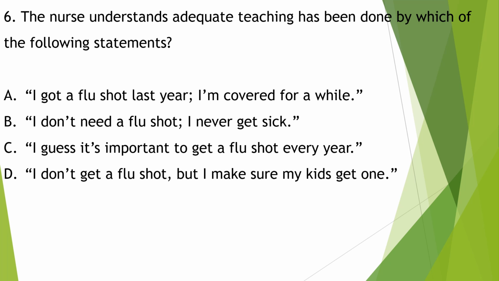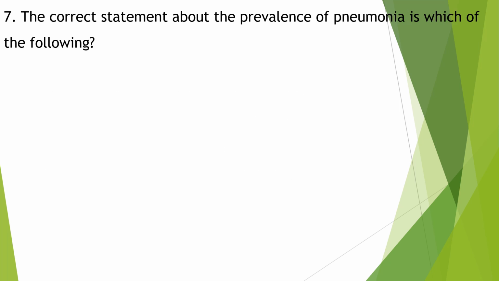Here, flu shot should be taken by the adults and children every year. So the answer is, I guess it's important to get a flu shot every year. The correct statement about the prevalence of pneumonia is which of the following?